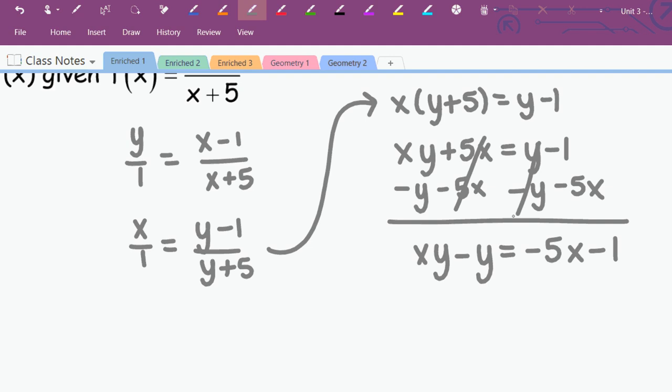Your job is to get the y by itself. How many y's do you still have? 2. We need to have how many? 1. How can I go from the current notation that has 2 y's in it into a form that would only leave me with 1 y? Factor a y out on the left side. So, or undistribute, if that's how you need to think of it.